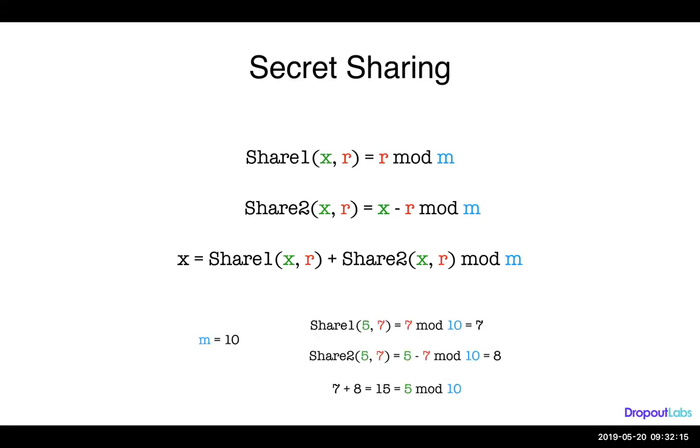As a quick example, let's say our modulus is 10. We want to share 5 using randomness 7. Then the first share is 7. The second share is 5 minus 7, so that's minus 2. Minus 2 mod 10 is 8. So we now have the 2 shares. We can add them back together again. That gets 15. 15 mod 10 is 5, which was our original x.